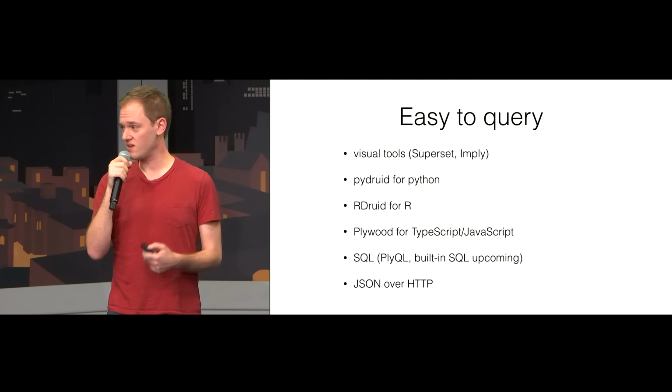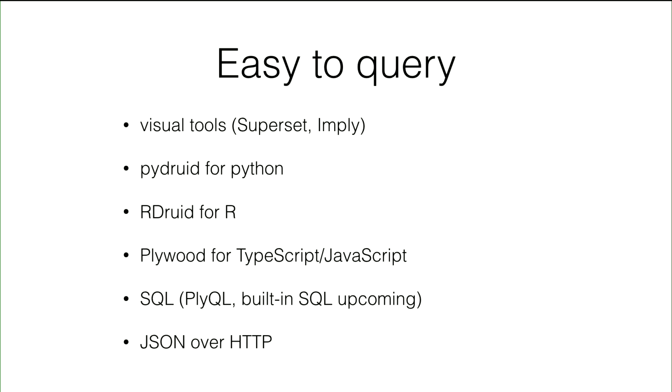Druid's pretty easy to query. There are visual tools, which are the easiest way for new users, and even for power users I prefer them because they're visual and everyone likes visual things. Superset and Imply are the two I showed earlier. I think they're probably the two best ones. PyDruid is a library we have for Python. We have RDruid for R, and we have Plywood, our native TypeScript library. It'll also work in JavaScript. There is a SQL interface. There are actually two SQL interfaces. And Druid's native language is JSON over HTTP.